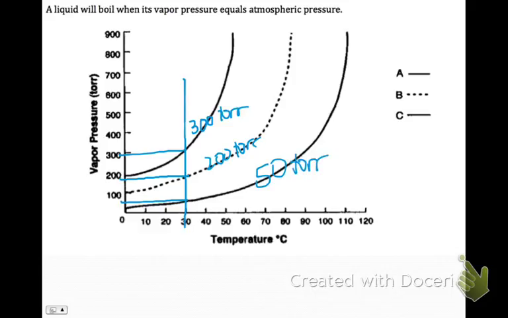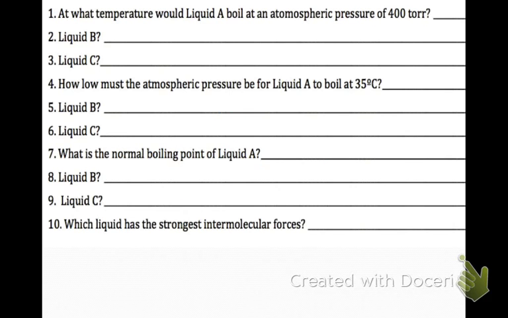torr. Recall from the relationship, the strongest intermolecular forces has the lowest vapor pressure. So in this case, at the same temperature, between all three of them, liquid C actually ends up having the smallest vapor pressure, therefore it has the strongest intermolecular forces.